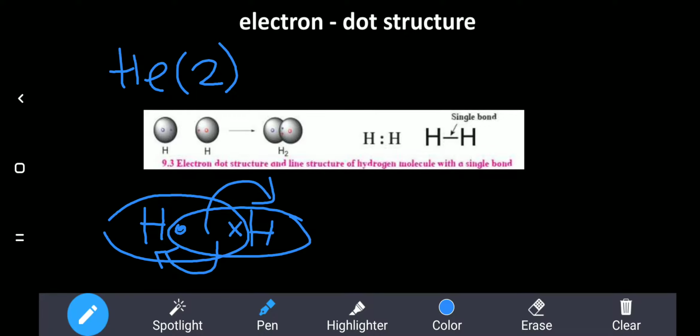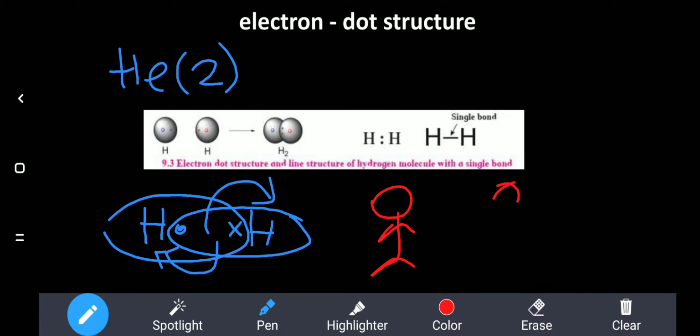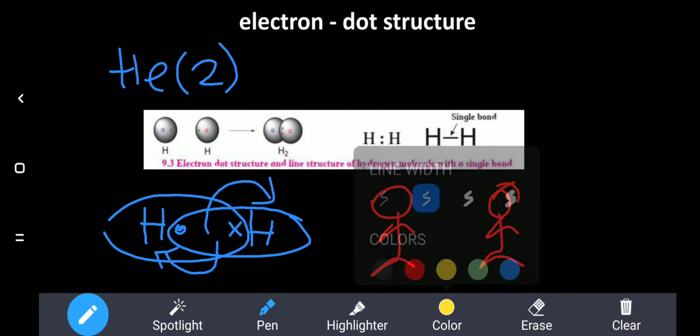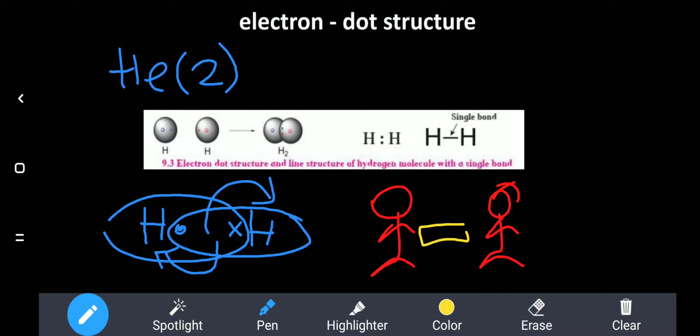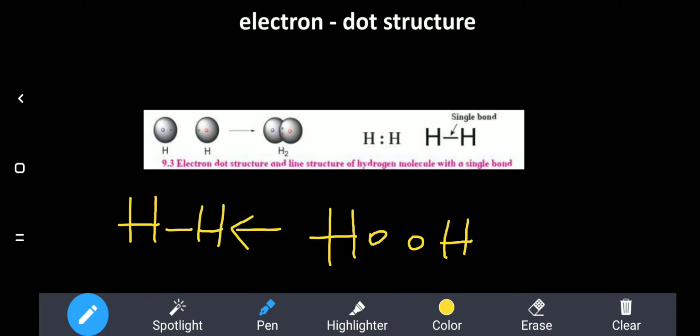When you share, it is not completely yours, it is of the other person as well. For example, we have two friends, friend number 1 and friend number 2. They're sharing a pen, so the pen belongs to this person also and this person also. The same case is with the hydrogen here. Hydrogen, after sharing the electrons, forms a bond between them, and there's formation of a covalent bond in the hydrogen molecule. The way of writing the hydrogen molecule is H2.